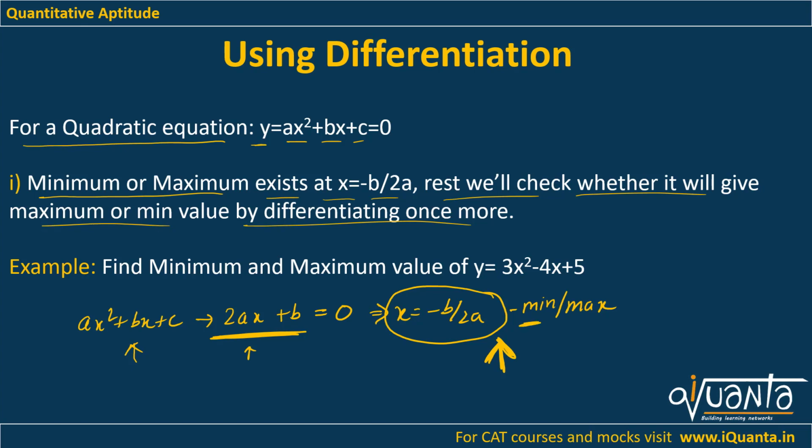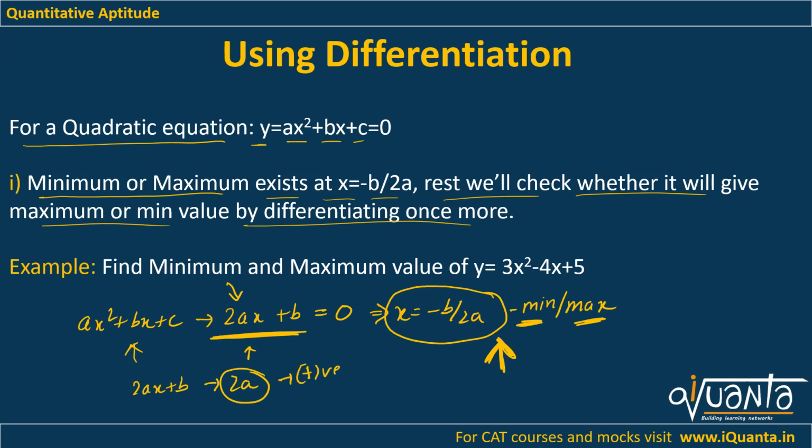We do not know whether minimum will exist at this point or maximum will exist at this point. So how to check? To check that, we will differentiate it once more. After differentiating once, we got 2ax plus b. We will differentiate this once more. When you differentiate 2ax plus b, you will get 2a. So this is the double differentiation, because you have differentiated the expression 2 times. You are getting 2a, right?